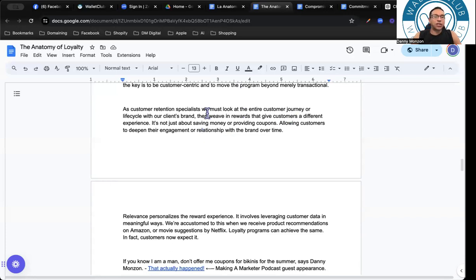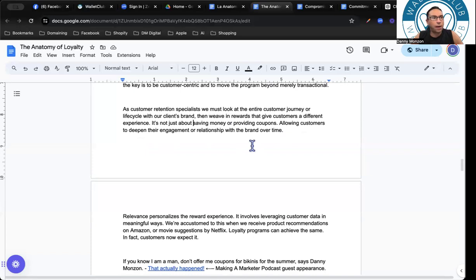As a customer retention specialist, we must look at the entire customer journey or life cycle with our client's brand, or with your client's decision maker, right? Then weave in rewards that give the customer a different experience. It's not just about saving money. It's not just about a free coffee, right? We need to change things around. We need to optimize.